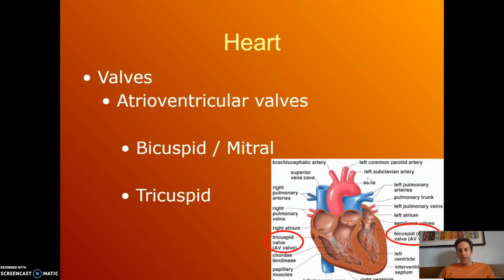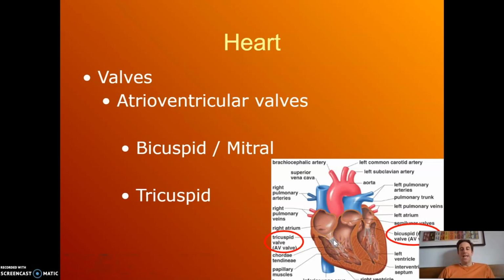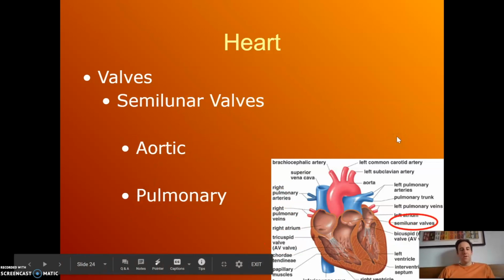Now, there's two major categories of valves. The atrioventricular valves sit between the atria and the ventricle, hence atrioventricular. The bicuspid valve, sometimes known as the mitral valve, sits between the left atrium and left ventricle, while the tricuspid valve sits between the right atrium and right ventricle. I use the mnemonic device LAM-RAT. LAM, left atrium is the mitral or bicuspid valve. RAT, right atrium, has the tricuspid valve, and that's how I remember those.